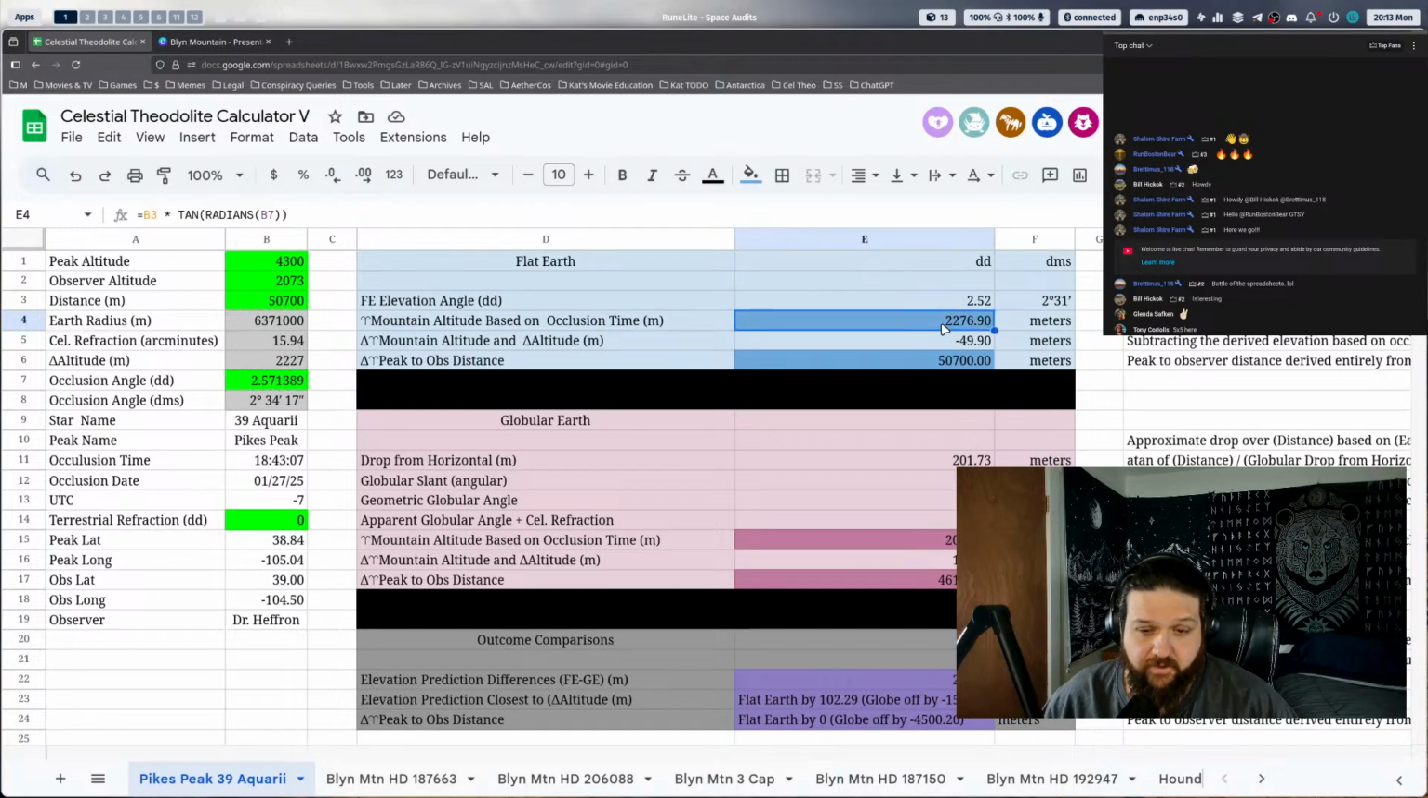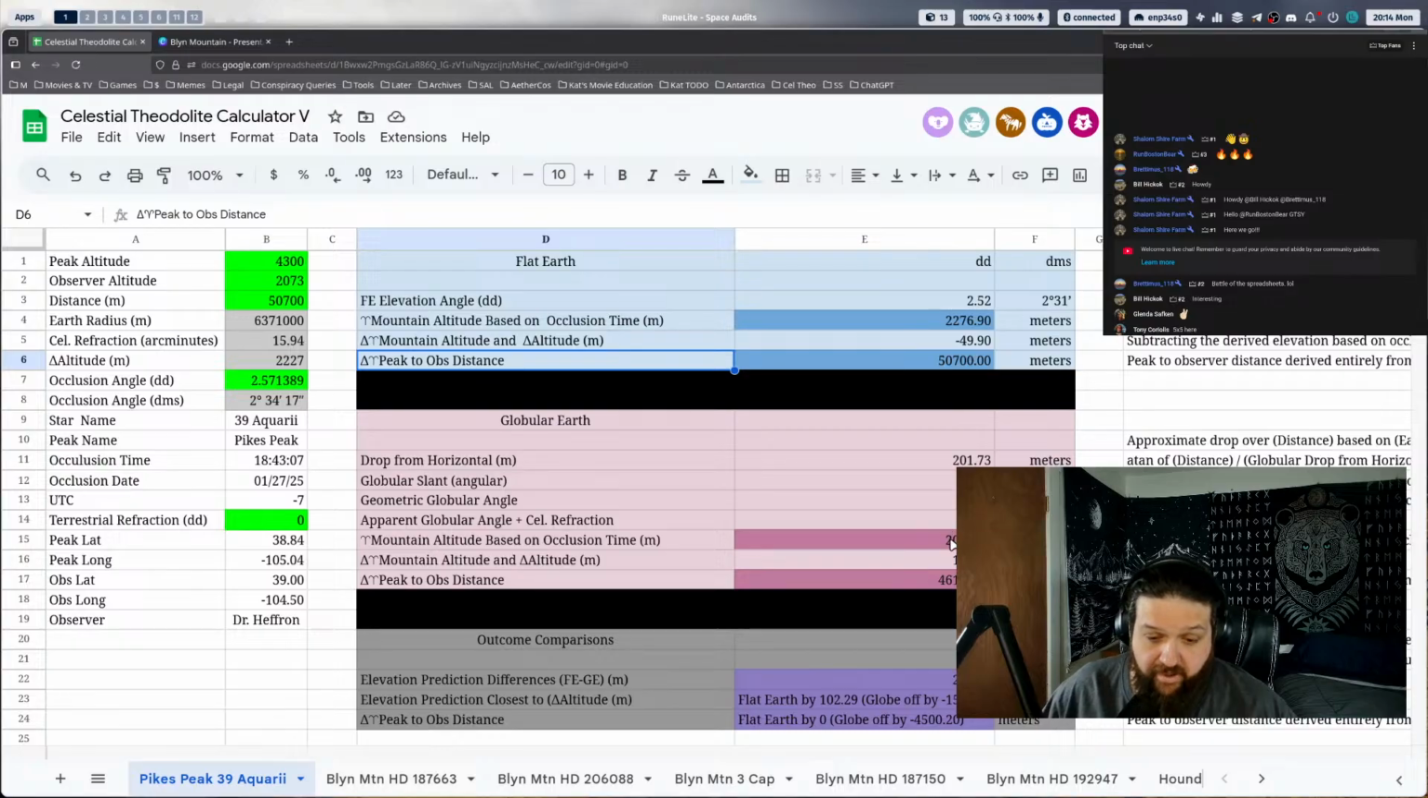We're just using the occlusion timing to get what the elevation would have to be to do the occluding. So we have the distance and the occlusion angle. The tangent of that gives us what the elevation of the mountain would be in meters, and then we subtract that value from the known elevation, and we get this. It comes out to be -49 because the star was occluded at an angle that was higher than what we predicted. Our distance to the peak, using the same kind of relationship, where we backwards derive the distance off of the occlusion timing and the elevation, we're dead on for our location.